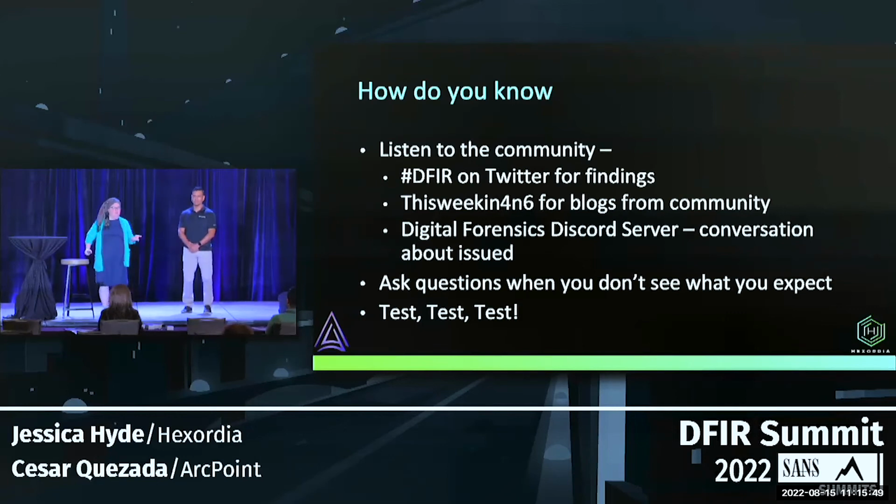If you are not on Twitter, please get on Twitter. Follow hashtag DFIR. It's the best way to keep up on what's going on. That's where people share it. This Week in Forensics is a blog run by Phil Moore that lists everything that comes out from the community. It's like 200-some odd things the community puts out each week. I do read it weekly, but that's not how I use it.